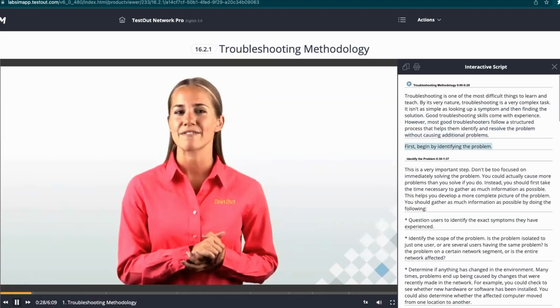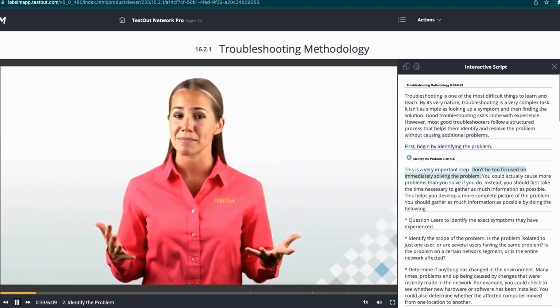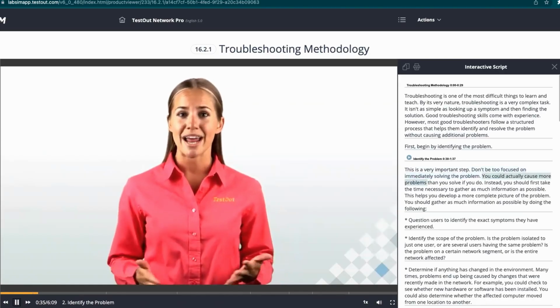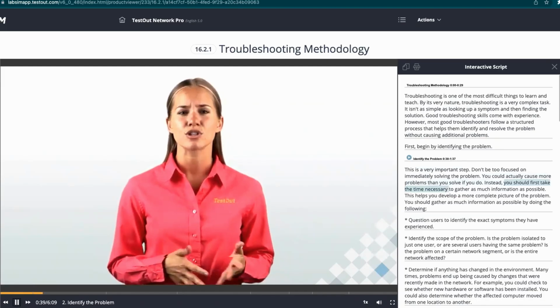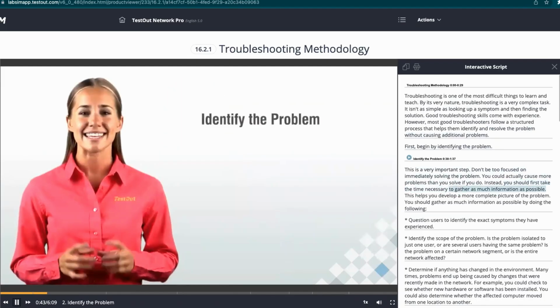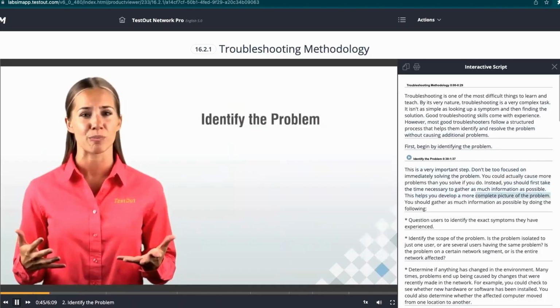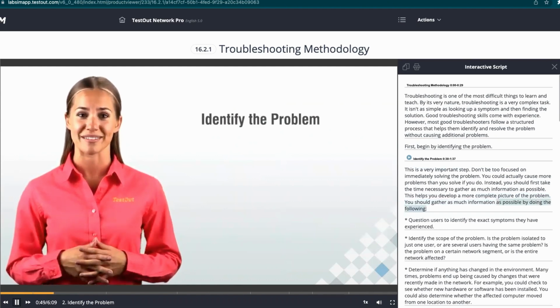First, begin by identifying the problem. This is a very important step. Don't be too focused on immediately solving the problem. You could actually cause more problems than you solve if you do so. Instead, you should first take the time necessary to gather as much information as possible. This helps you develop a more complete picture of the problem.